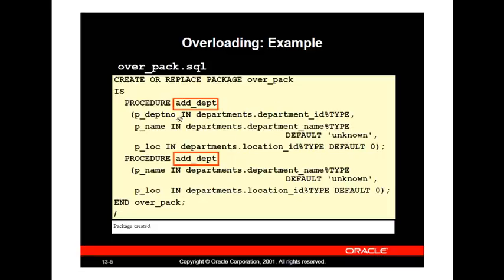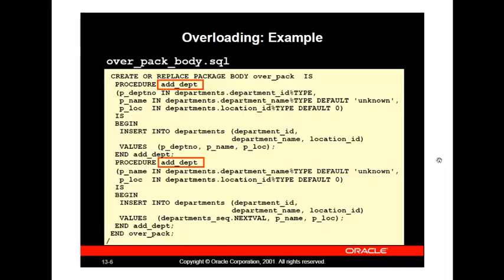In the first procedure, the parameters are p_deptno, p_name, and p_loc. But in the second procedure add_dept, there are two parameters, p_name and p_loc. It's called overloading. OverpackBody.sql is the package body from the overpack.